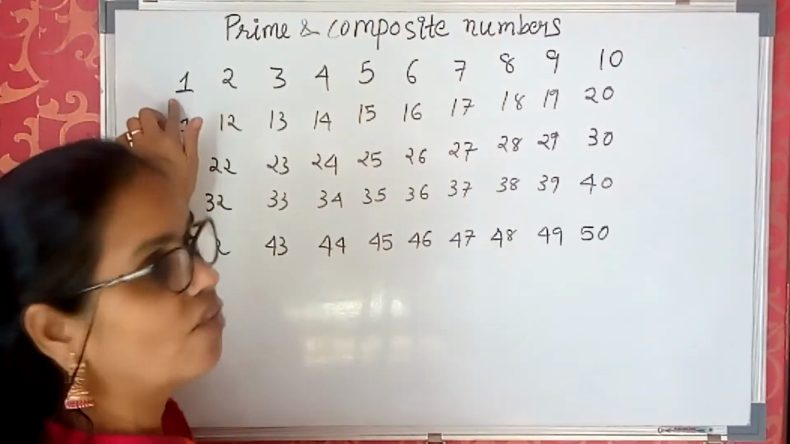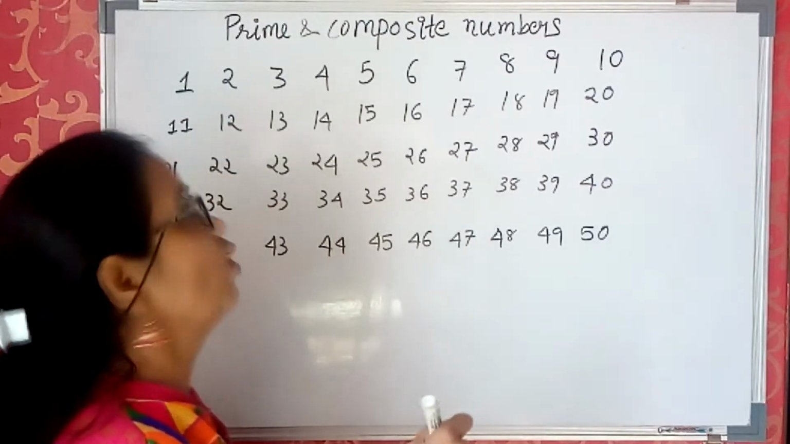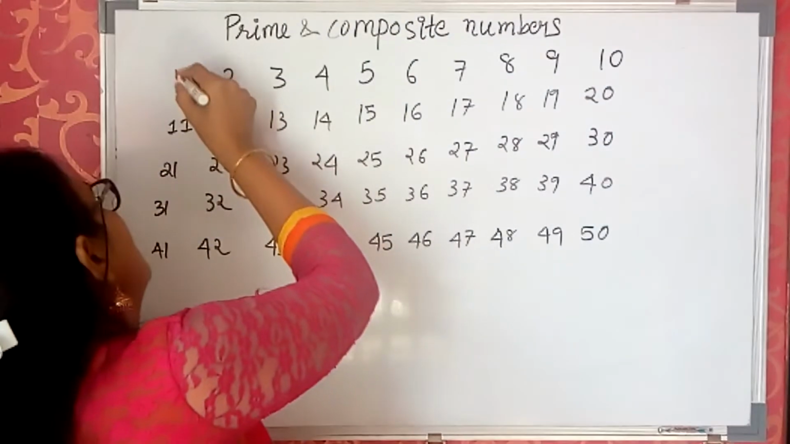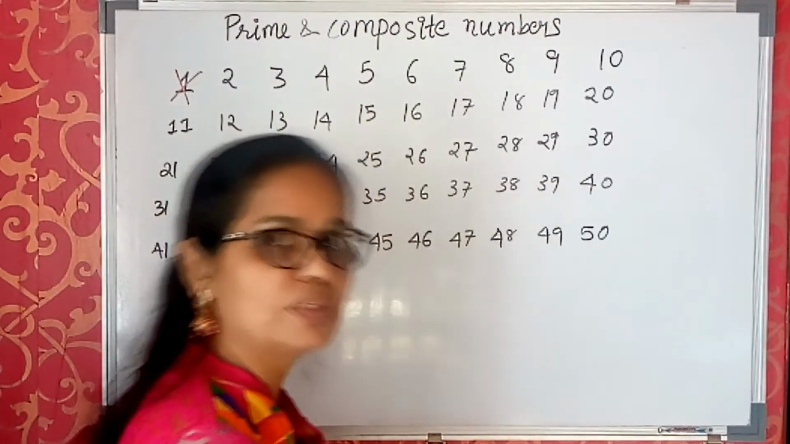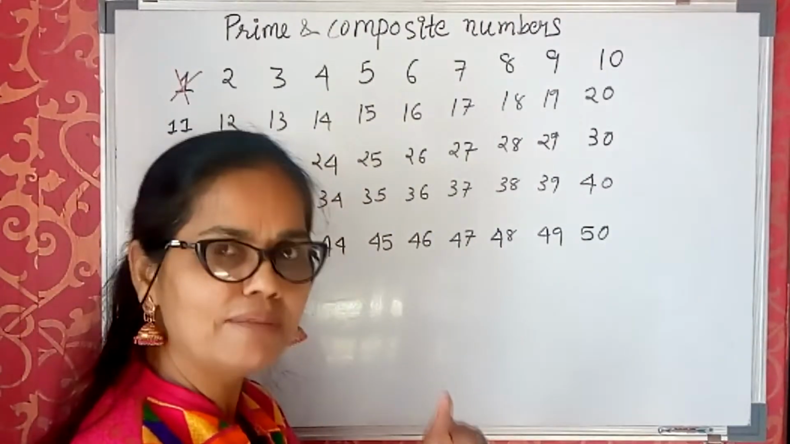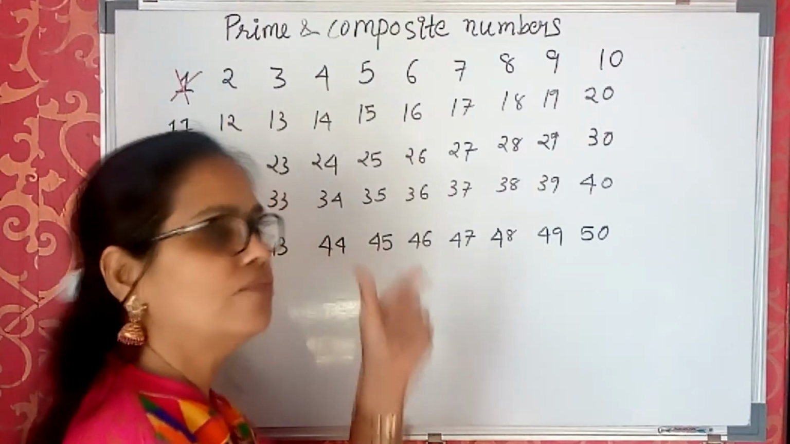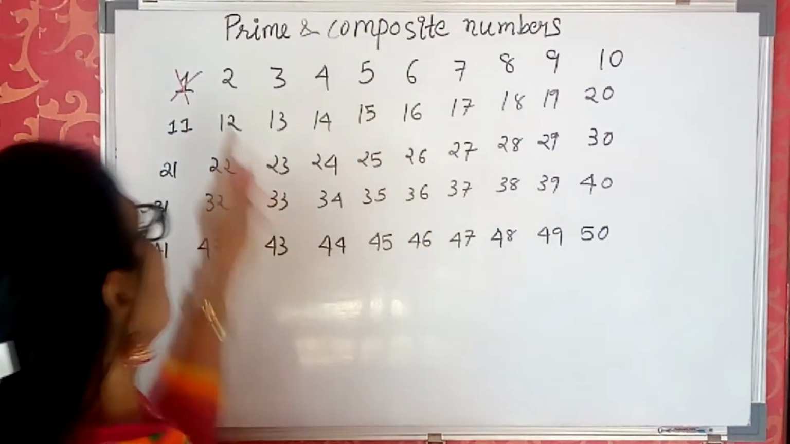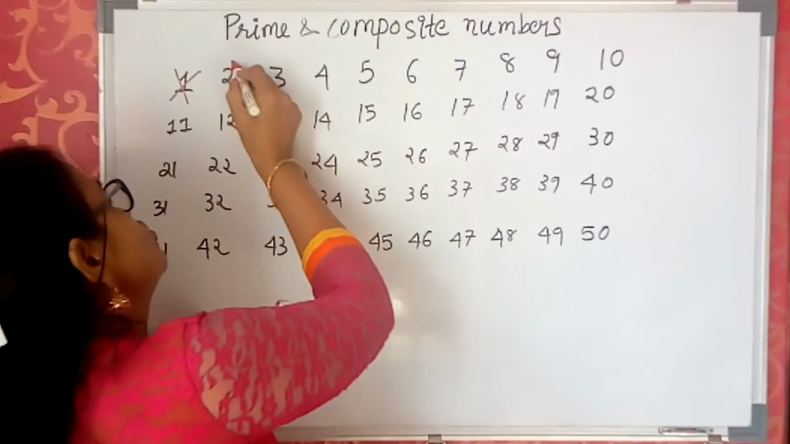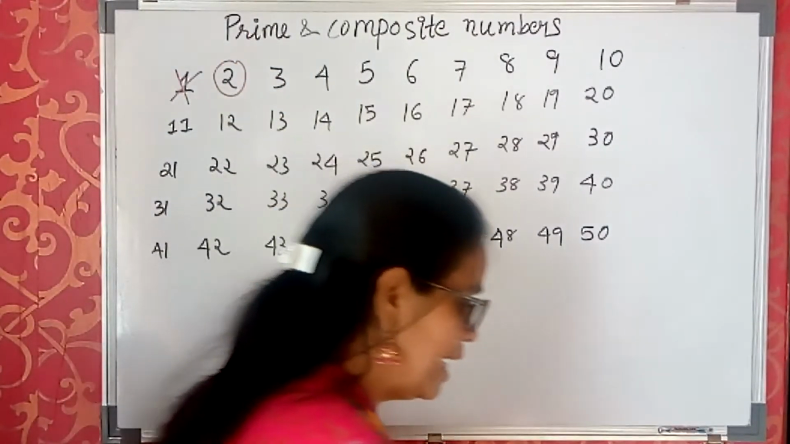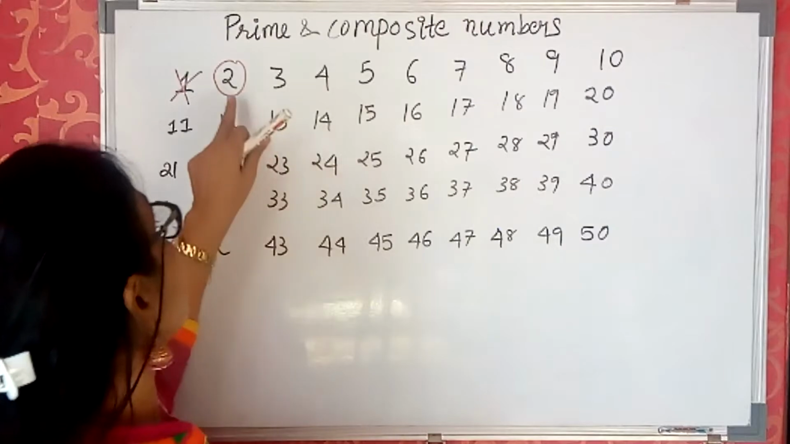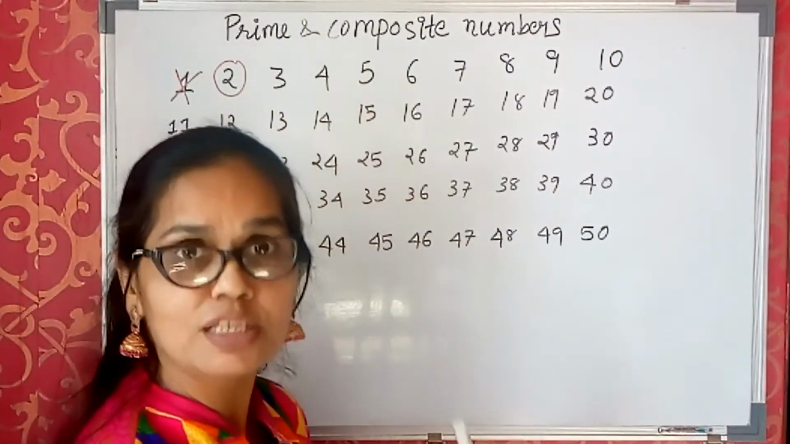Suppose the number 1. First step: cross out the number 1, because it is neither prime nor composite. I will explain what is prime and what is composite after this game. Now encircle the number 2. By encircling the number 2, now I will cross out the multiples of 2.